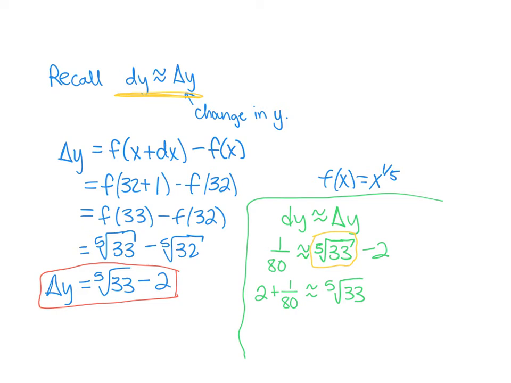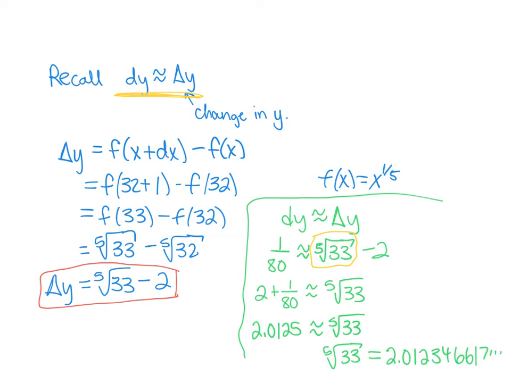Now, if you compute the decimal places of 2 plus 1/80, you get 2.0125, and we're claiming that's approximately the 5th root of 33. Now, if you type in the 5th root of 33, we get that it equals 2.01234617, and then it keeps on going.